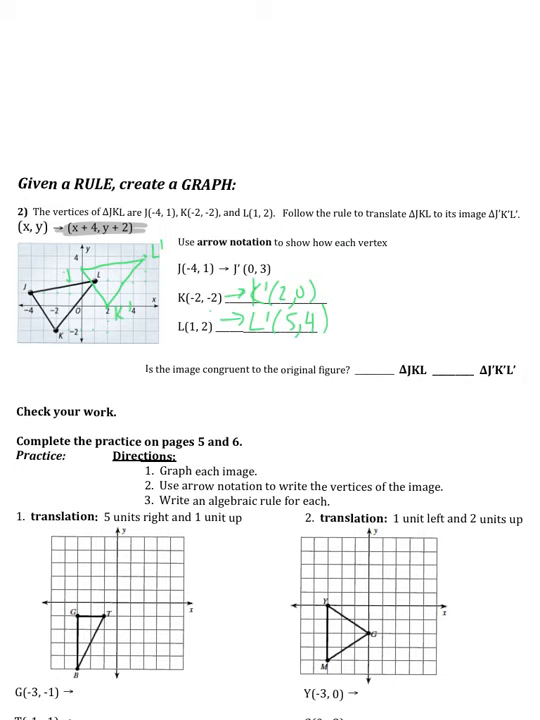There's a question below: is the image congruent to the original figure? Yes, they're congruent. It was a rigid motion, right? A translation's a rigid motion. Triangle JKL is congruent to triangle J prime, K prime, L prime. All right, let's look here at page 5.